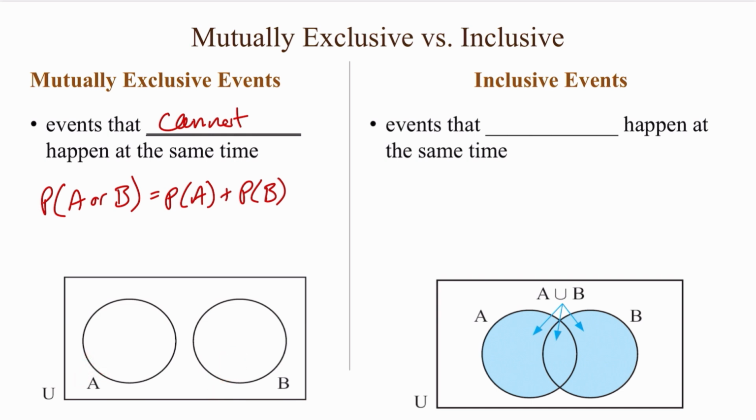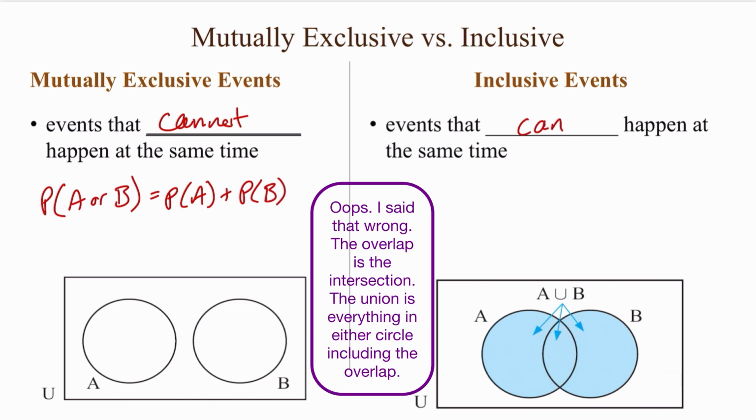Overlap occurs over here with inclusive events. This is when events can happen at the same time. So you can see in the Venn diagram that the two circles overlap. So you have the circle A and the circle B, and then in this section over here where they overlap, that would be the union. So that symbol right there is for union. You may have seen that in Algebra 2 when you talked about domain and range.